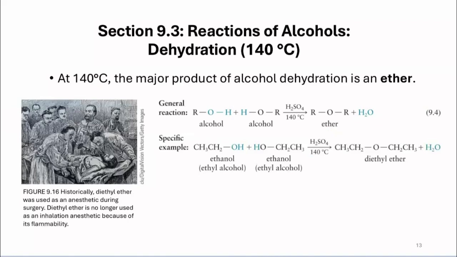Overall, what we observe in this system is that one alcohol will lose the OH, the other alcohol will lose an H, and then the oxygen that lost the H connects covalently to the carbon chain of the alcohol that lost its OH. So we can see that if we have two ethanol molecules and we expose them to sulfuric acid at 140 degrees Celsius, it makes an ether.